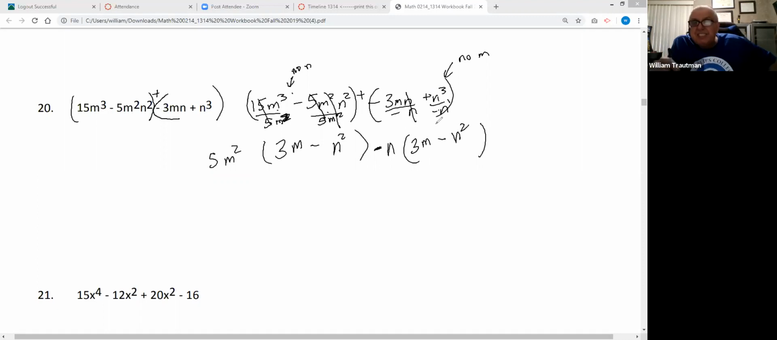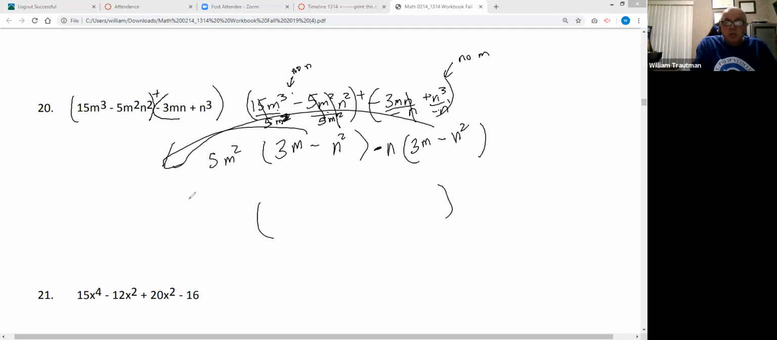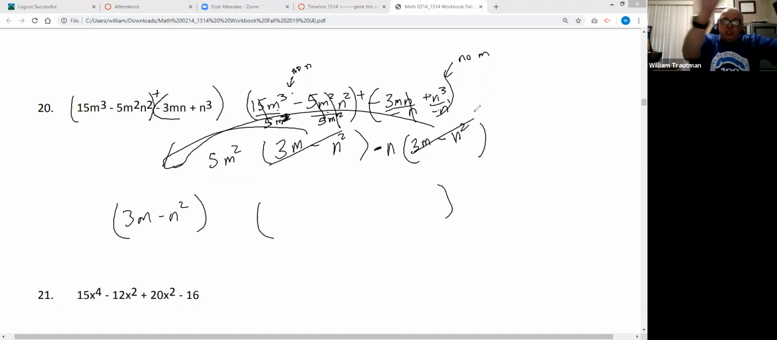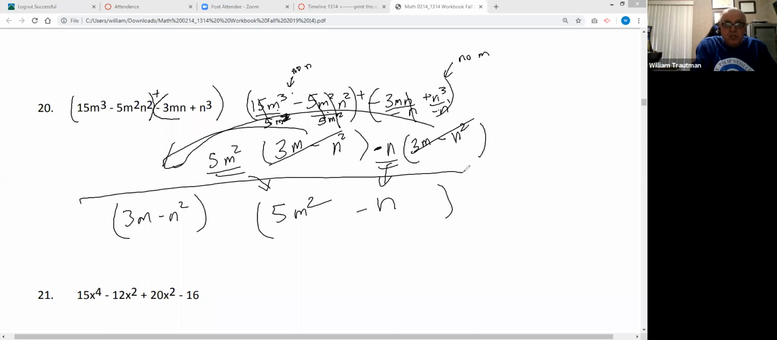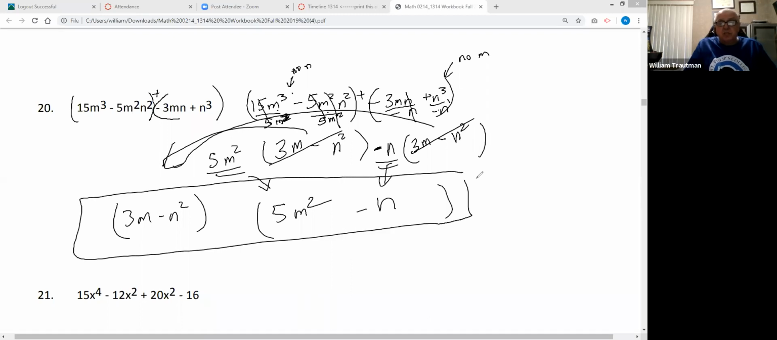Look at the parentheses. The parentheses are identical. So we're going to factor out the parentheses. The parentheses is 3m minus n squared. When I factor the parentheses out, what's left over is 5m squared minus n. And that's my answer. Factoring 4 terms using factor by grouping.